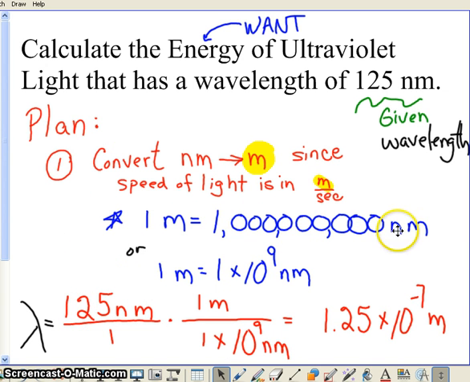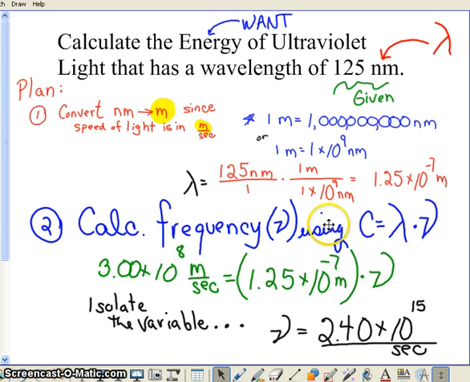One of the things that you will need to know is a conversion factor between meters and nanometers. Setting it up using dimensional analysis, I come up with a wavelength of 1.25 times 10 to the minus 7 meters. That seems very short. Yes, it is. Ultraviolet light is high energy light, so its wavelength will be extremely short, unlike radio waves and microwaves, etc., which are much longer than ultraviolet light.